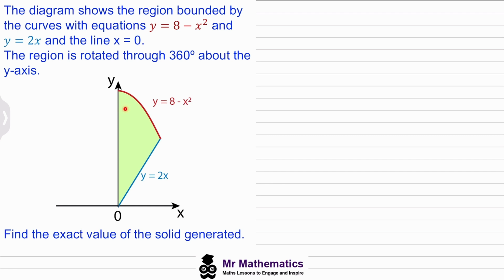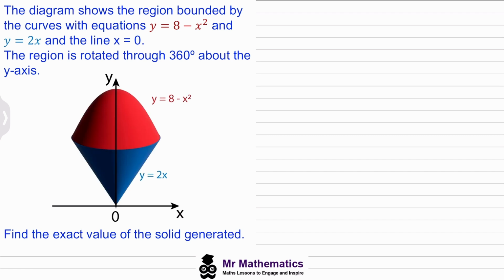So as we revolve this shaded region around the y-axis, we create a solid, which looks something like this. And what we're going to do is find the volume of this solid. Now, because it's being revolved around the y-axis, we're going to use the equation where the volume is equal to pi multiplied by the integral between the range of a to b of x squared dy. I covered in a previous video where this equation comes from.